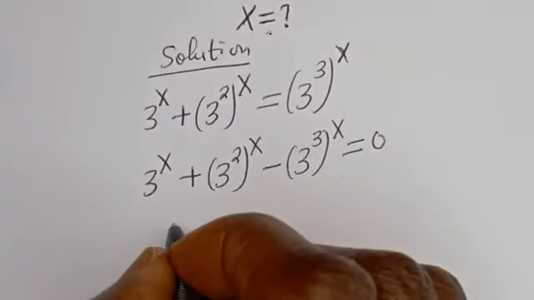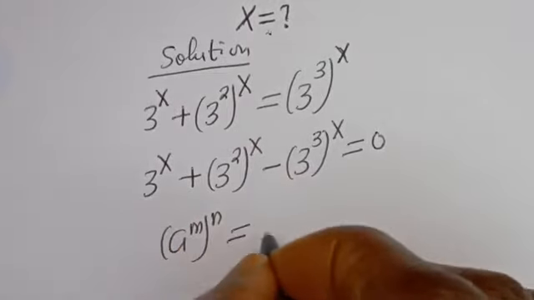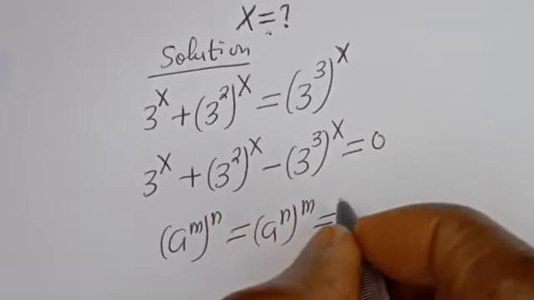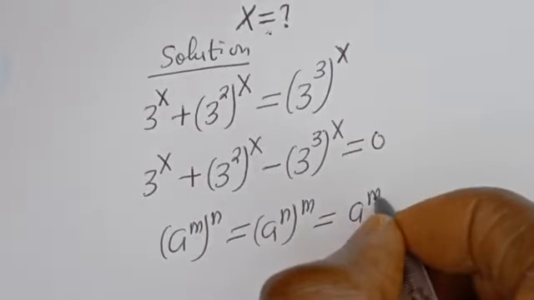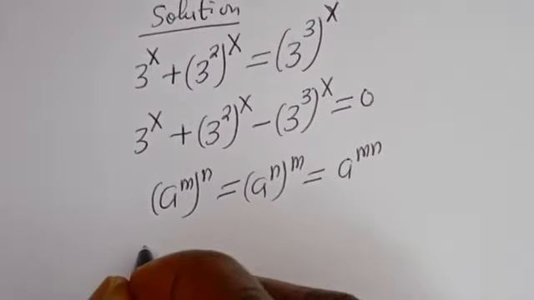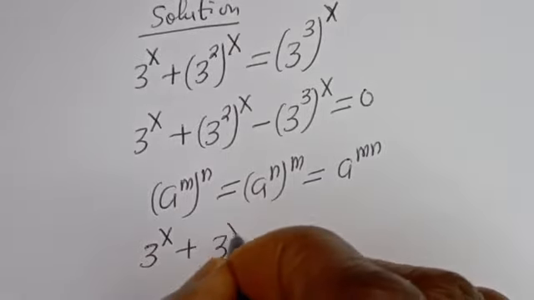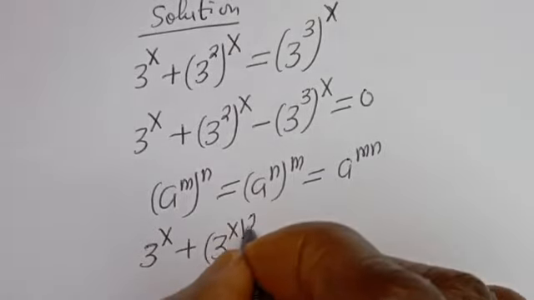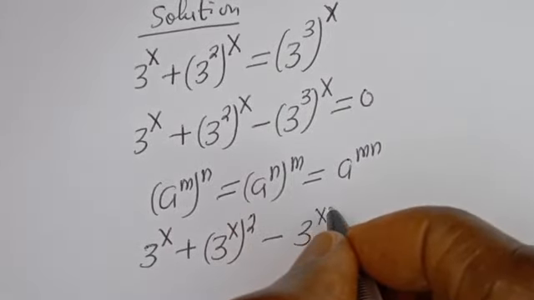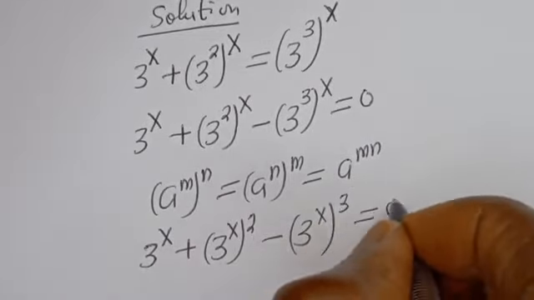Take note of this: if you have a to the power of m to the power of n, it is equal to a to the power of n to the power of m, which is equal to a to the power of mn. Then this can be written as 3 to the power of x plus 3 to the power of x all squared minus 3 to the power of x all to the power of 3 is equal to 0.